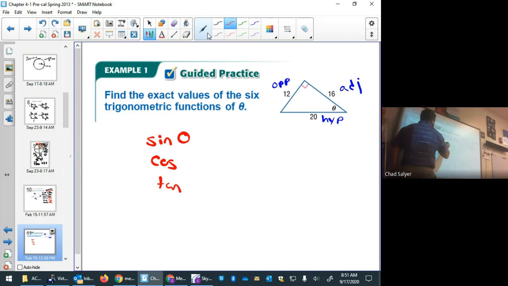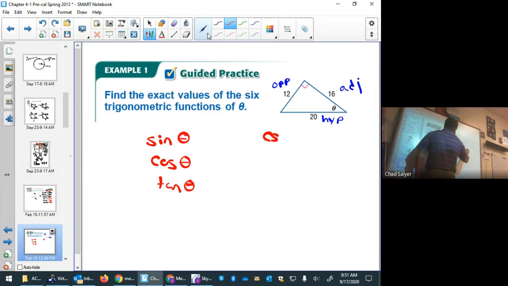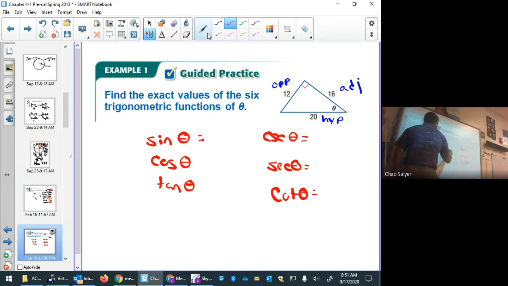Once again, we're working with theta. All right, Ian, what's the sine of theta? 12 over 20. So opposite over hypotenuse, 12 over 20. And then you reduce that to what? 3 over 5. Excellent.